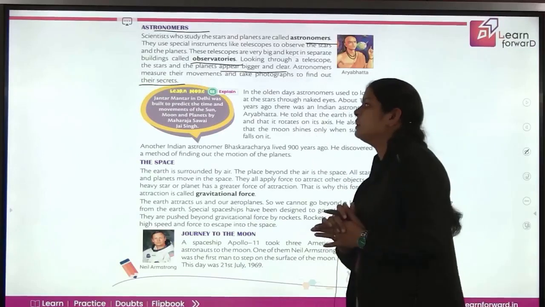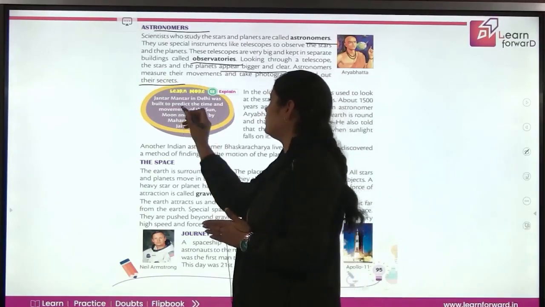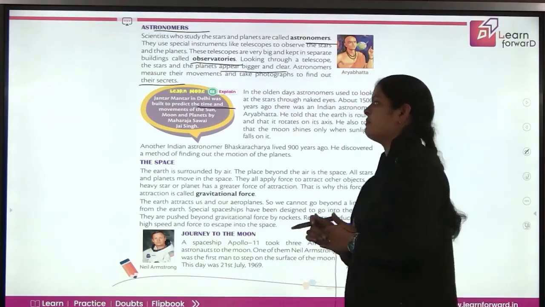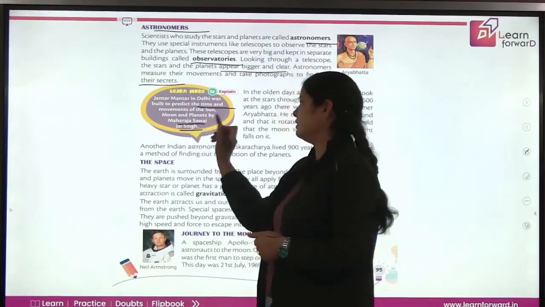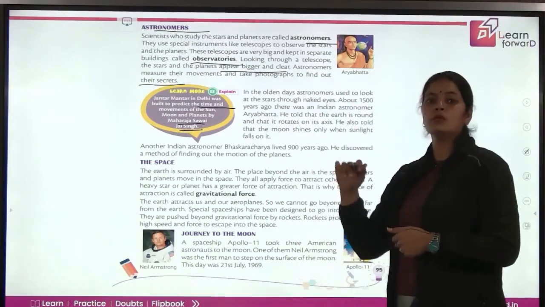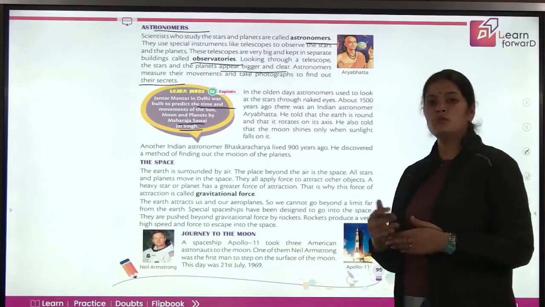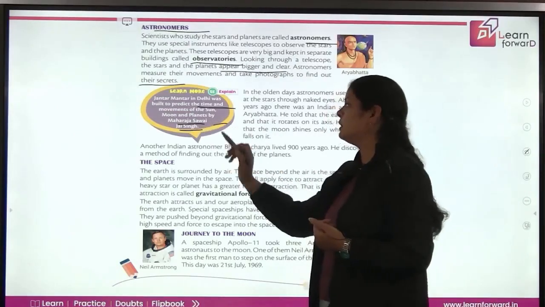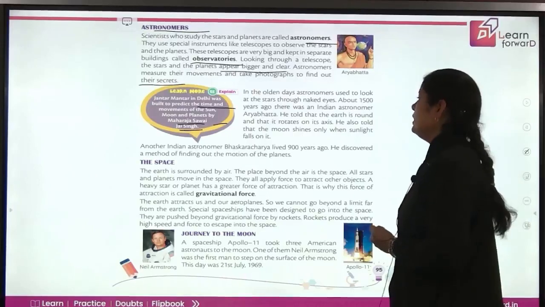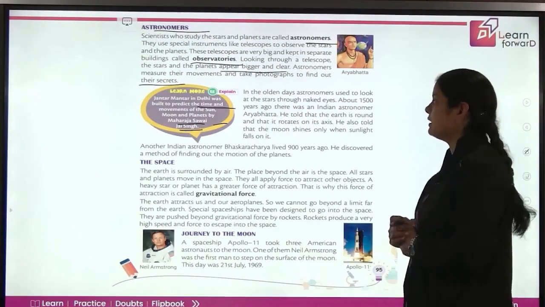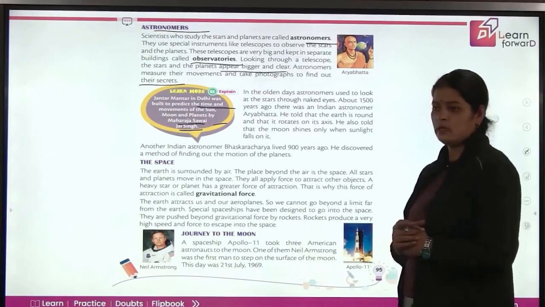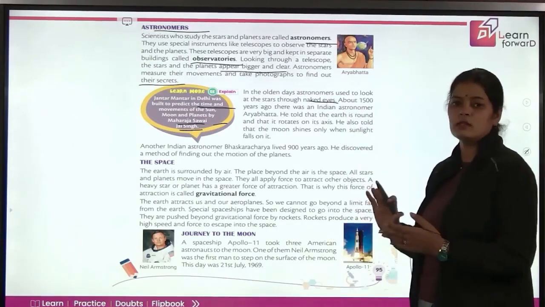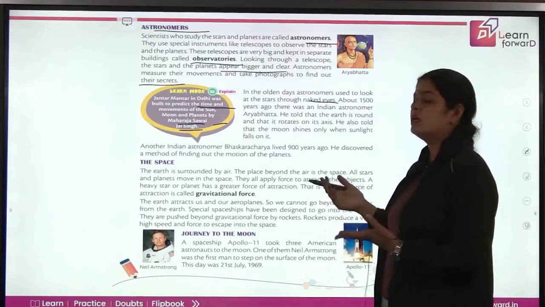Now Jantar Mantar in Delhi was built to predict the time and movement of the sun, moon and planets by Maharaja Sawai Jai Singh. So this is again a fact. It is a type of astrology at that time. In the olden days, astronomers used to look at the stars with the naked eye because they did not have telescopes. Slowly and gradually, they developed them.